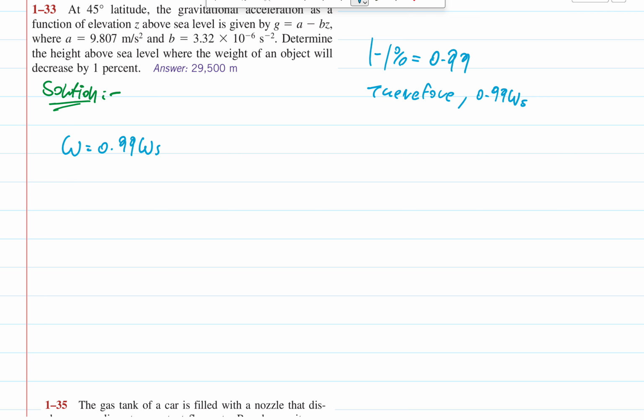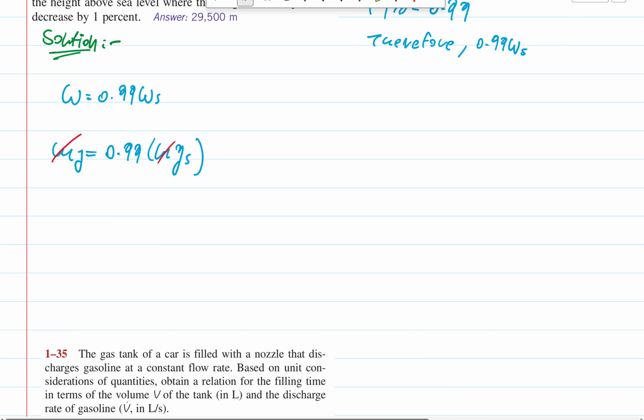So we're going to expand on this equation, stating that mg, which is what we know, so weight is equal to mass multiplied by gravity, equals 0.99 bracket m gs. All right. After that, this and this, you can get rid of. Then you end up with the gravity equals 0.99 gravity at sea level.